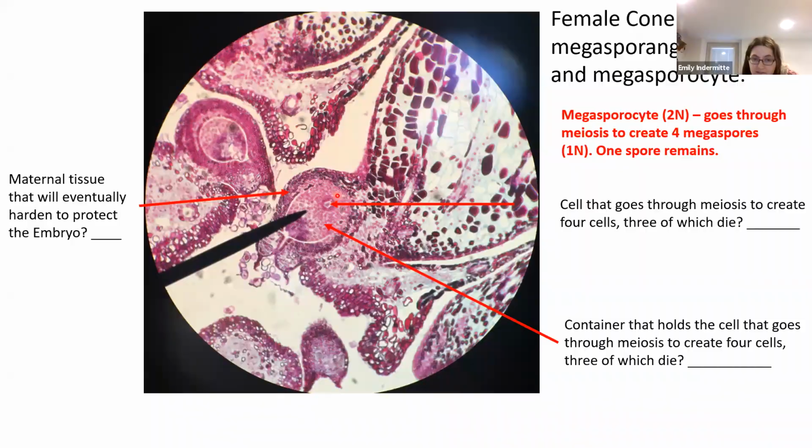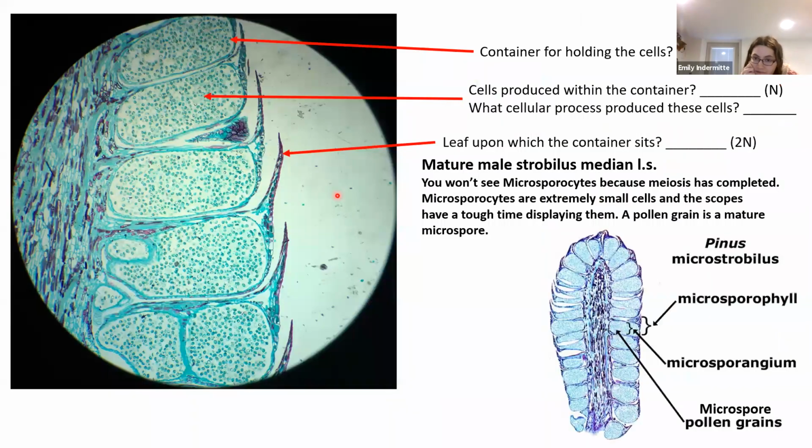Are the leaves where the containers sit the same between males and females, the name? That's a great question. They have different names because they look different, right? So the leaf-like thing is called a phyll, right?